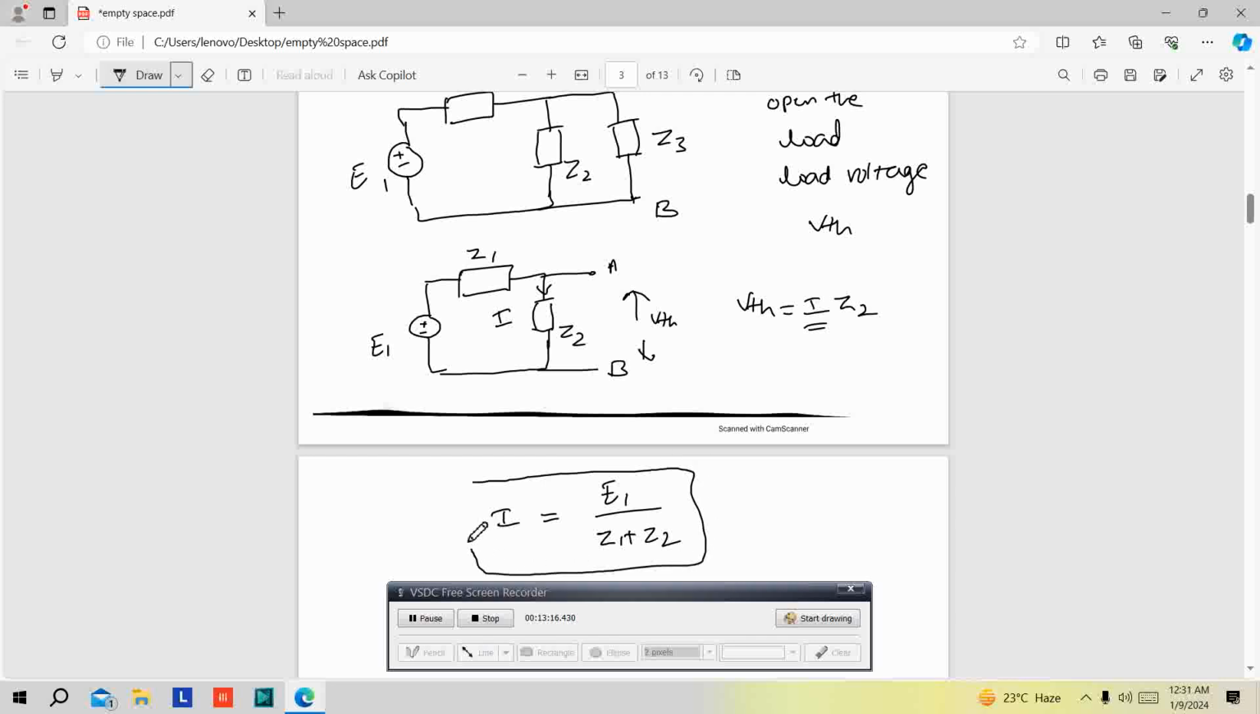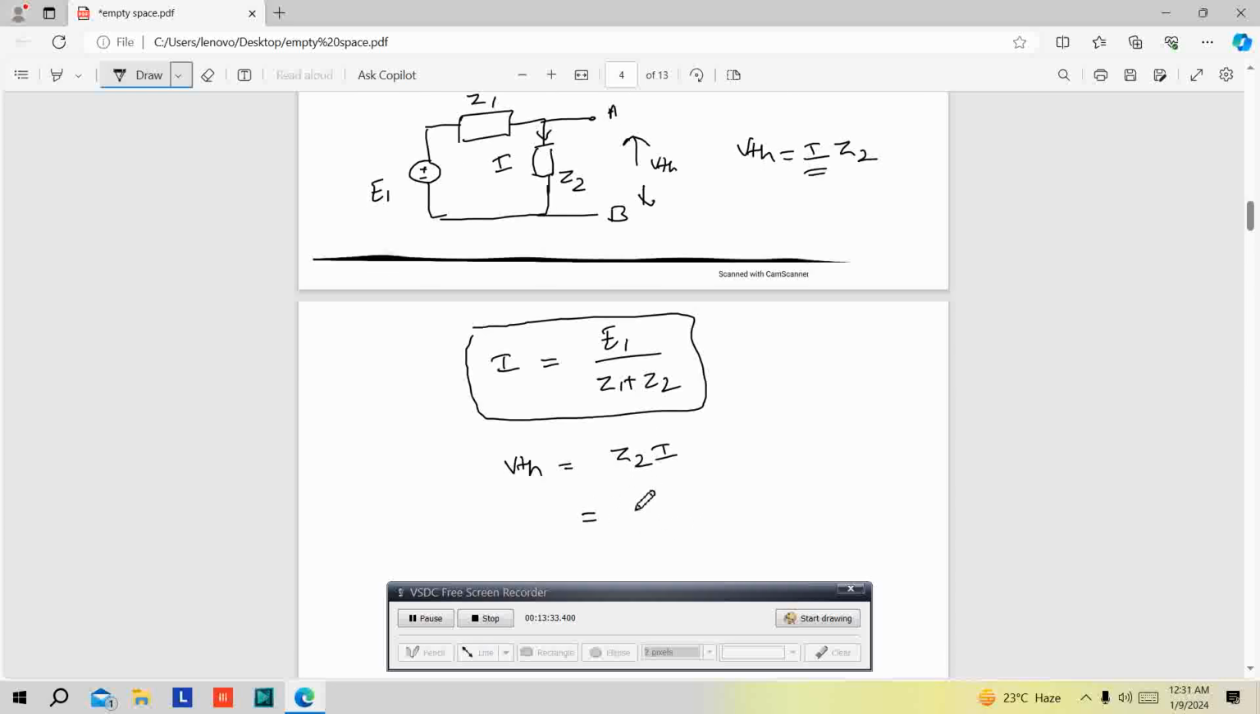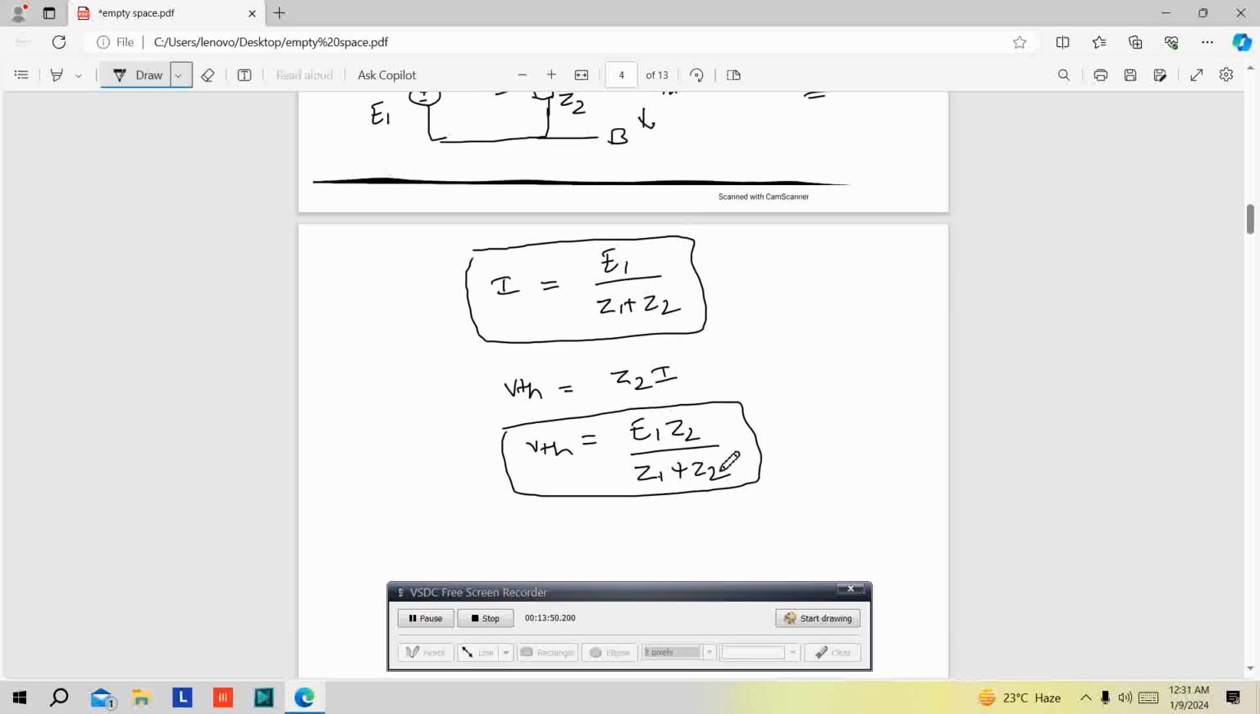Then I into Z2 is nothing but the voltage across VAB. So that is VTH, which is equal to I into Z2. Multiplying, it becomes E1 into Z2 divided by Z1 plus Z2. So this is VTH. We have calculated VTH. VTH is equal to E1 Z2 divided by Z1 plus Z2.